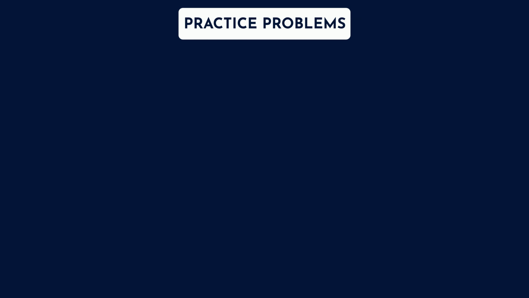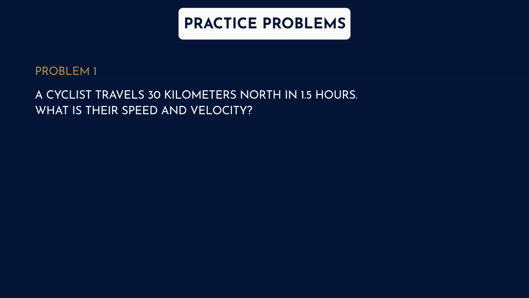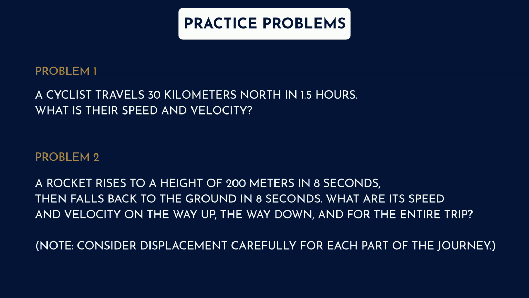Let's solve a couple of practice problems to apply what we've learned. Problem 1. A cyclist travels 30 kilometers north in 1.5 hours. What is their speed and velocity? Problem 2. A rocket rises to a height of 200 meters in 8 seconds, then falls back to the ground in 8 seconds. What are its speed and velocity on the way up, the way down, and for the entire trip? Note: consider displacement carefully for each part of the journey. Pause the video, solve these problems, and when you're ready, let's go over the solutions.